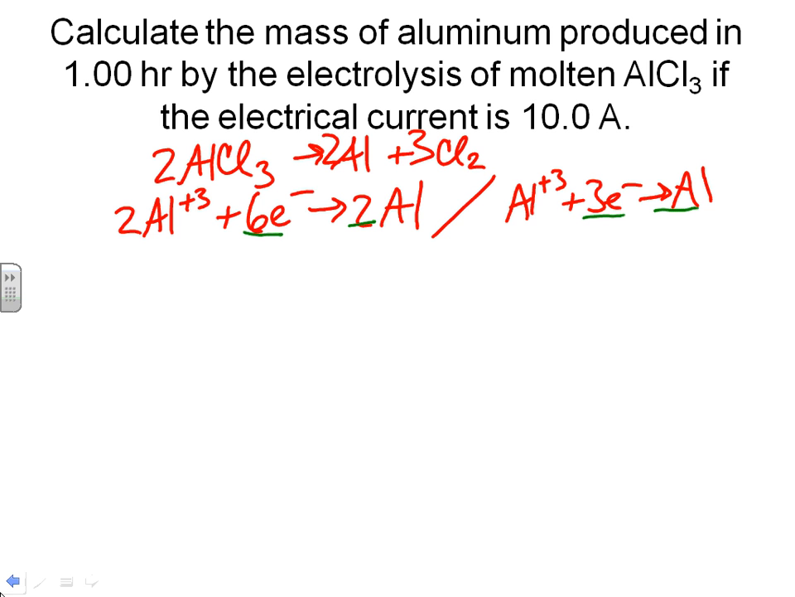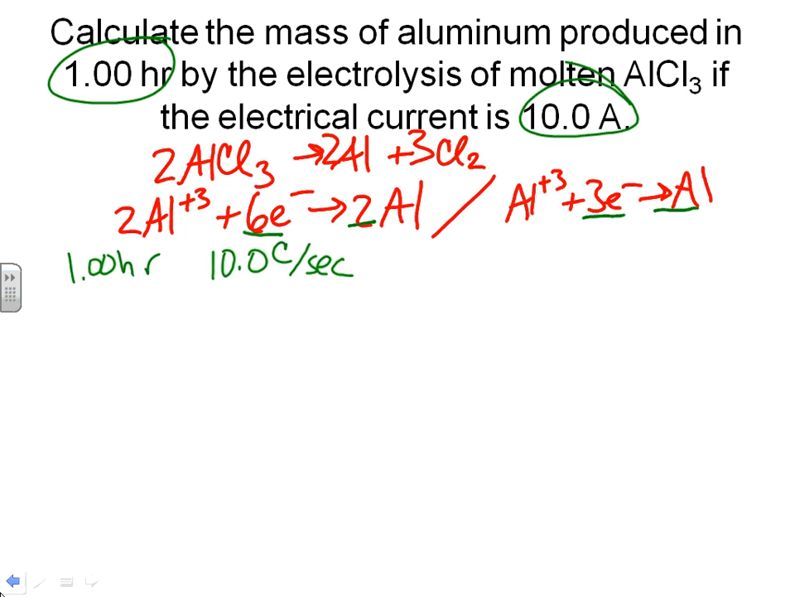Then let's look at the numbers. The problem gives us time, so we have 1 hour. And it gives us amps, which Mrs. Julian is going to immediately write as coulombs per second, because that's what it is. That's what I want you to do. I want you to immediately write that as coulombs per second. Then we're going to start our dimensional analysis.